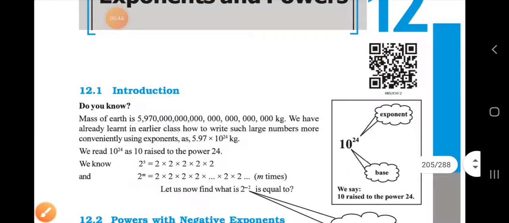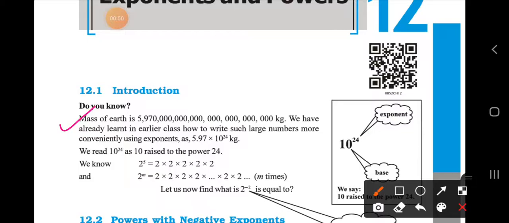Okay, now when you have large numbers, for example, here it is given the mass of the earth, that is such a large number, then what is a convenient way to write such a large number? That number you can write in the form of power and exponent. That is the use of power and exponent.